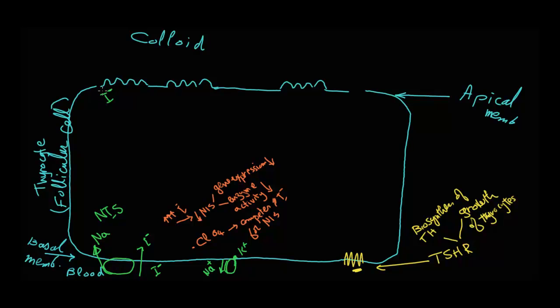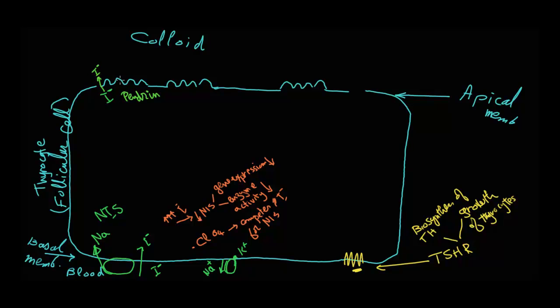Then iodide crosses the apical border to the surface of the apical membrane. This transport across the apical membrane is carried out by another transporter, which is called pendrin. Pendrin is an iodide chloride transporter.